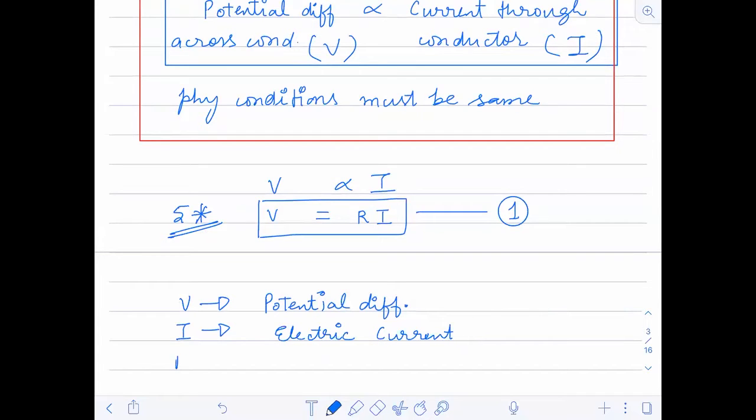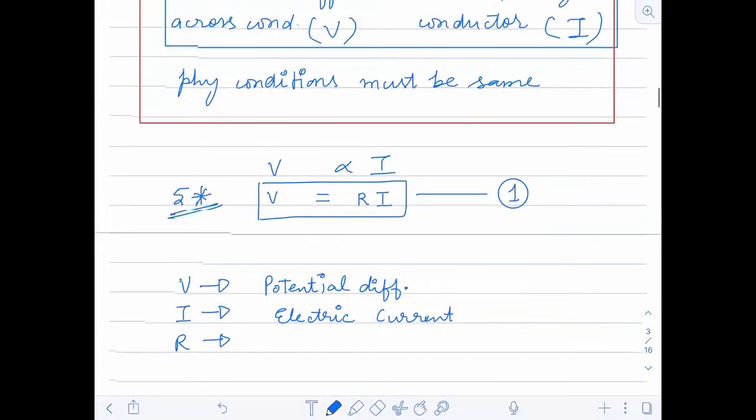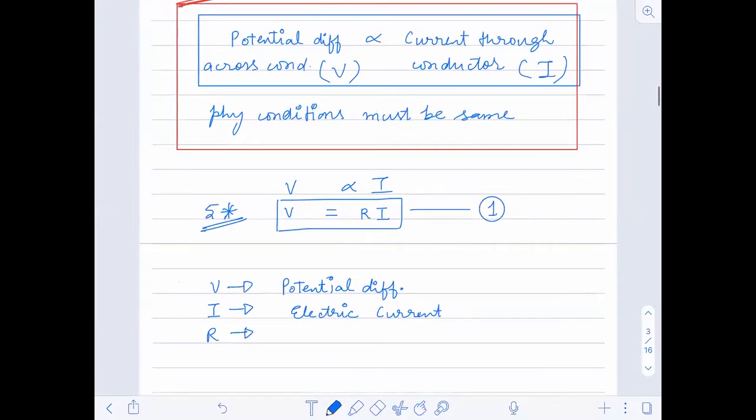What is R? Anybody who is aware of this? Resistance. Very good. R is resistance, not resistivity, Pranav. Resistivity is a different thing. This is a proportionality constant also.